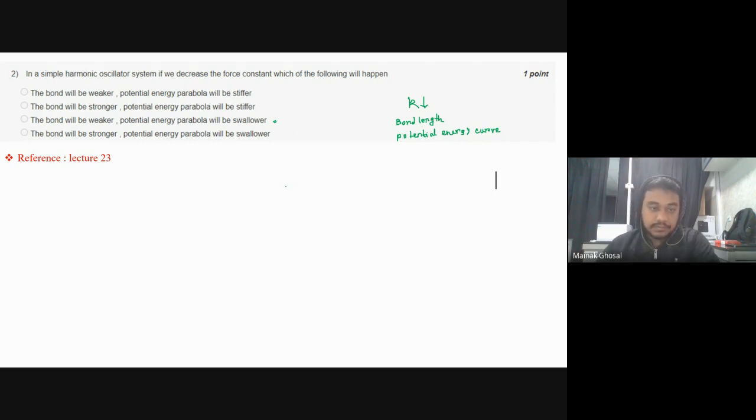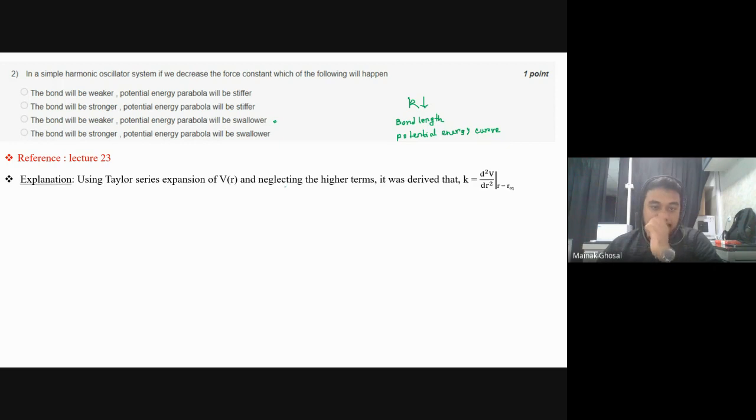Okay. So this is the Taylor series. You have seen in lecture number 23 that there was a discussion of the Taylor series expansion of V(r), that is the potential energy. It was shown that for the first terms, suppose I am doing it here, your V(r) about this r equilibrium can be defined as V at r equilibrium.